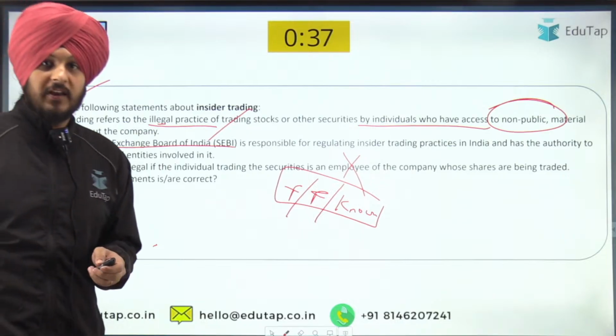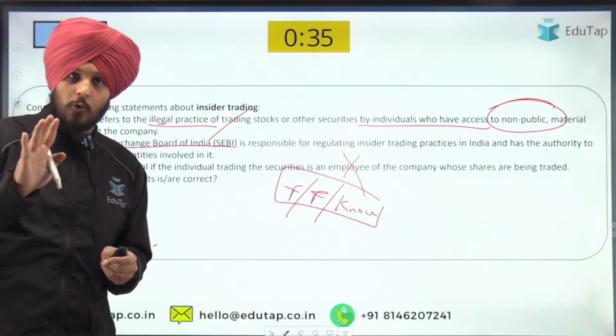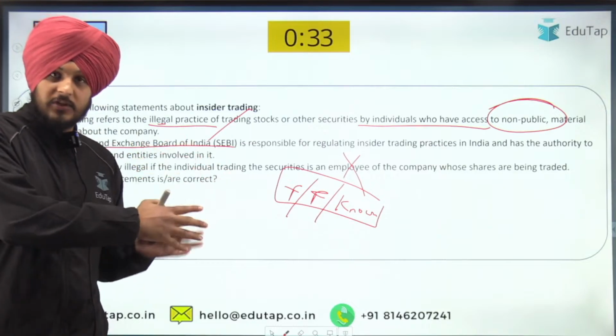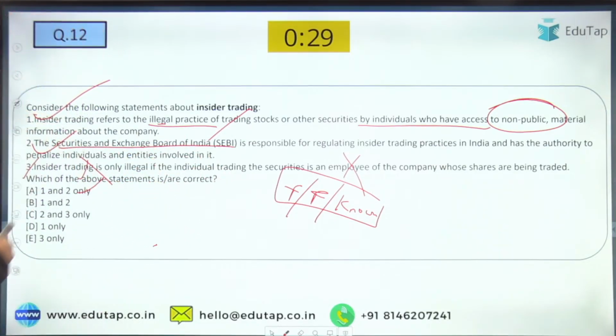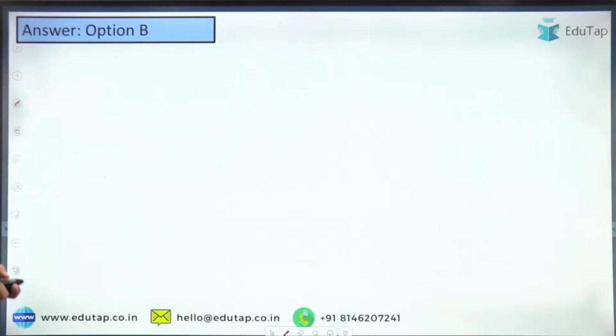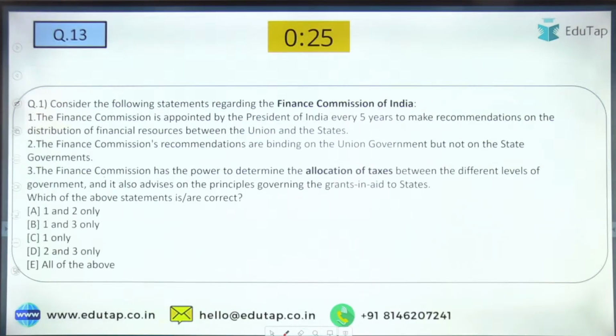Fine. So very good to those of you who have given the correct answer, and I hope Preeti, now the confusion is clear to you. I mean, you got the clarification regarding what is the difference between option A and option B. Fine. Now let us move on to the next question. Question number 13. Consider the following statements regarding the Finance Commission of India.